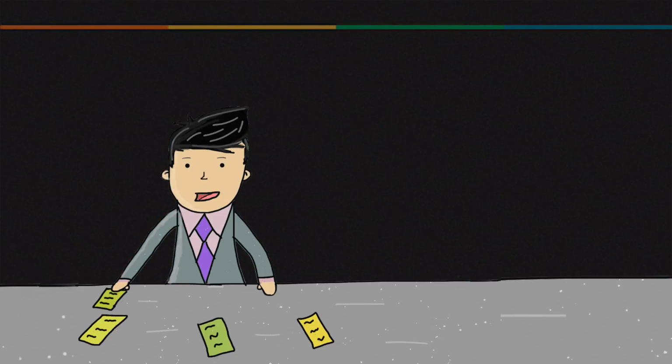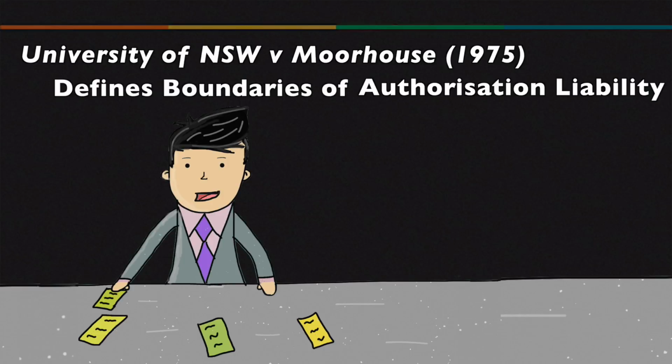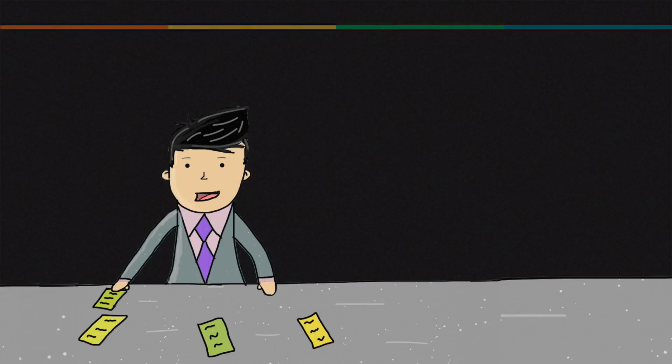Hello there. This video aims to explain the primary facts and the holdings in the Australian copyright case, the University of New South Wales v Moorhouse, 1975, with respect to authorization liability. This case holds significance as it has been said that it defines one of the boundaries of authorization liability in copyright, and has been used as precedent in many cases involving authorization.